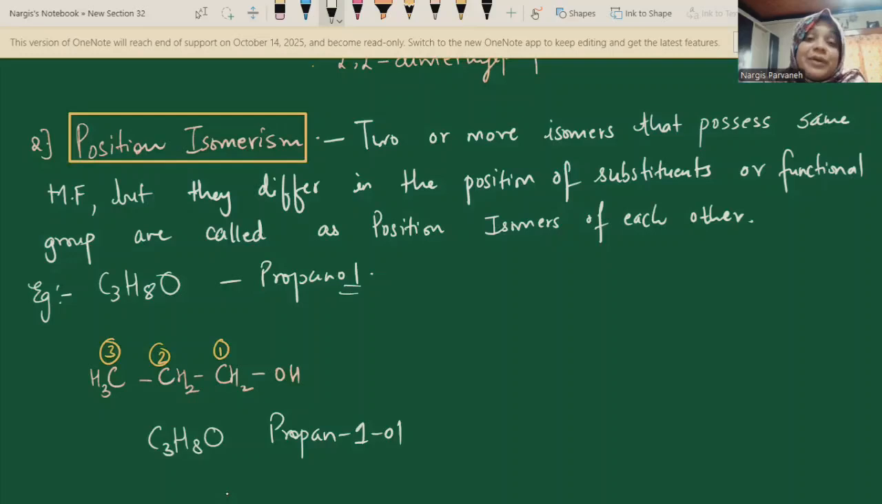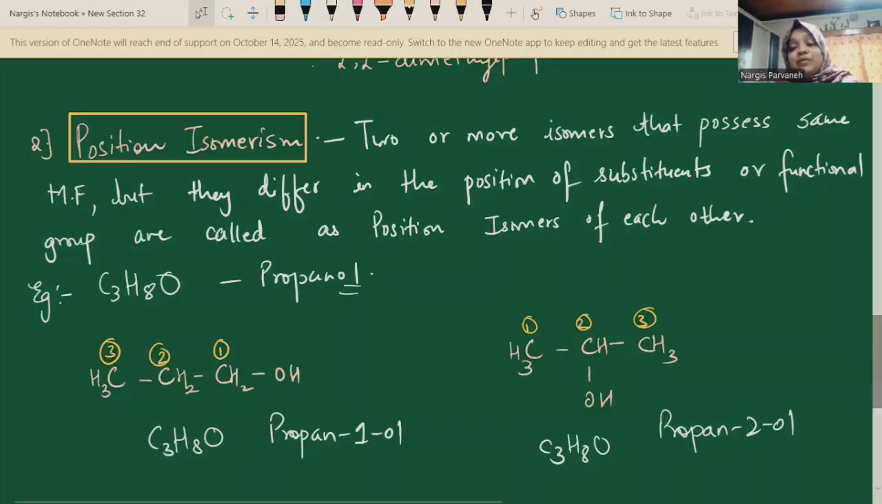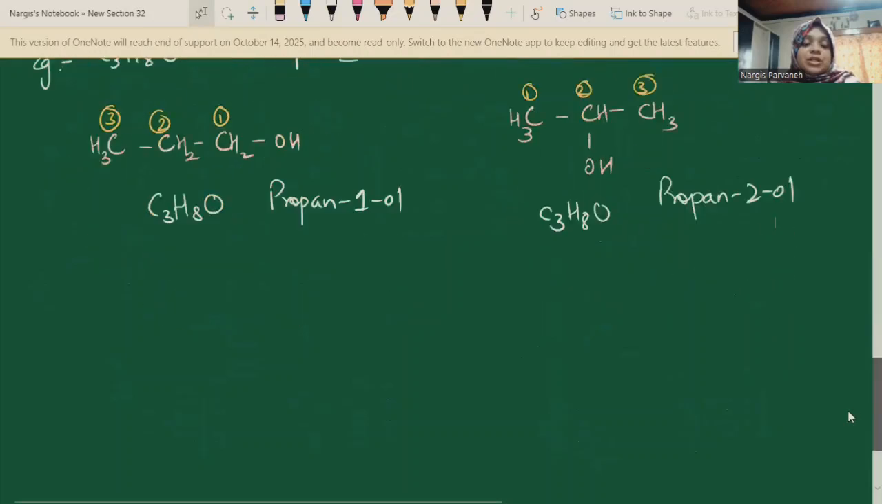Similar to the structure, we have propan-2-ol that has the same molecular formula C3H8O. Let us check that. 1, 2, 3. I'm putting OH here at the second carbon atom. Okay, check it out. Notice the molecular formula C3, 6, 7, 8, H8O. The name of this alcohol will be propan-2-ol. Notice they have the same molecular formula, but their structures are different, they are different in the position of the functional group, and hence they are called position isomers of each other.